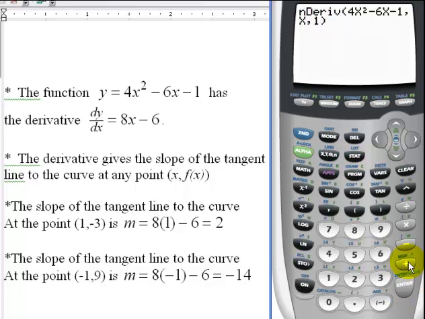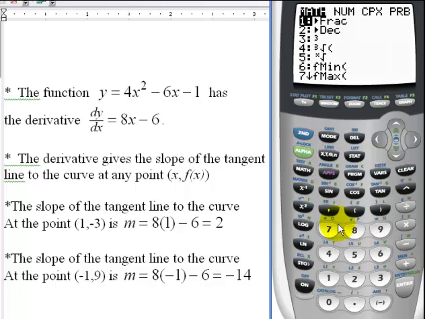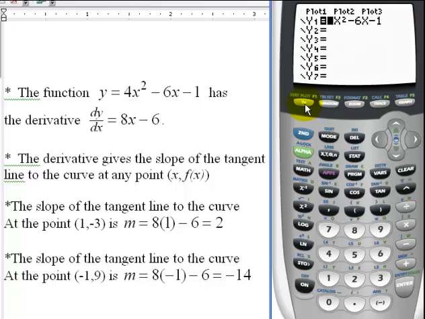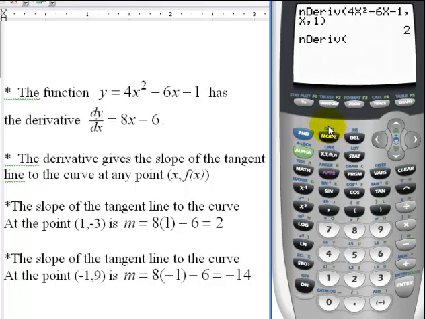And when I hit enter, there's my slope of 2. I'll do this again. So let me do math 8. Math 8. I'm going to find the numerical derivative of the curve. Now instead of punching in the equation of the curve, remember that the equation was in y1.